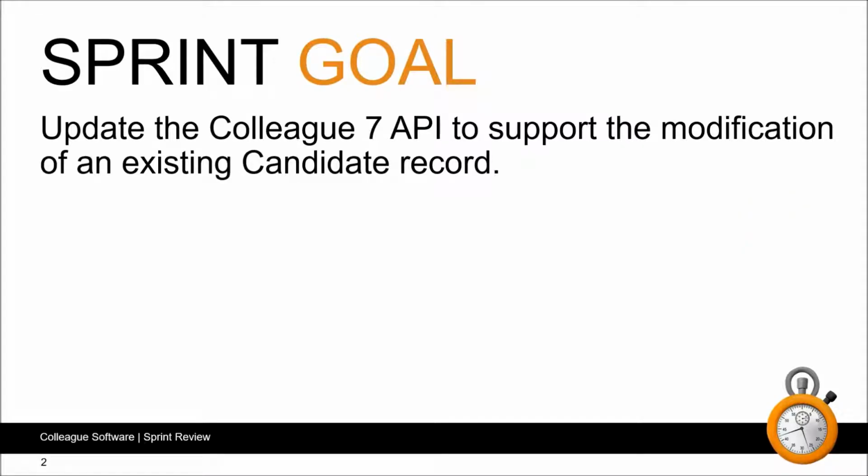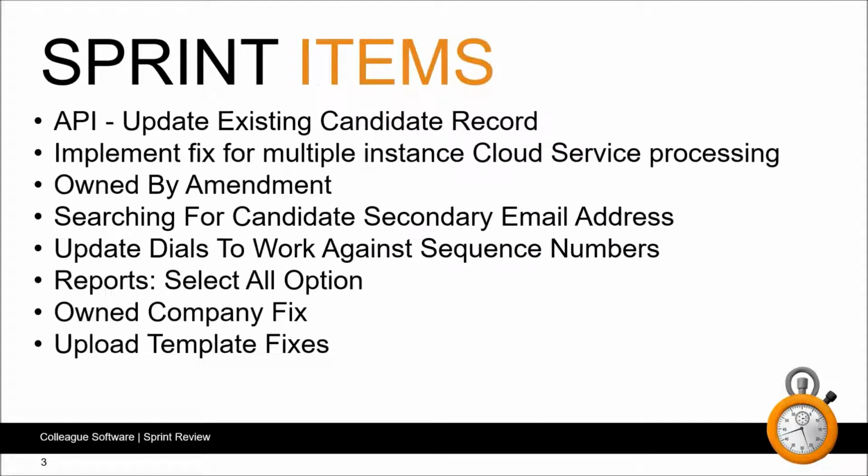Starting with our sprint goal, for this sprint our primary focus has been to update the Colleague 7 API to support the modification of an existing candidate record. Looking at the high-level items and to explain further, in this sprint we've been able to enhance the Colleague 7 API to support updating an existing candidate record.